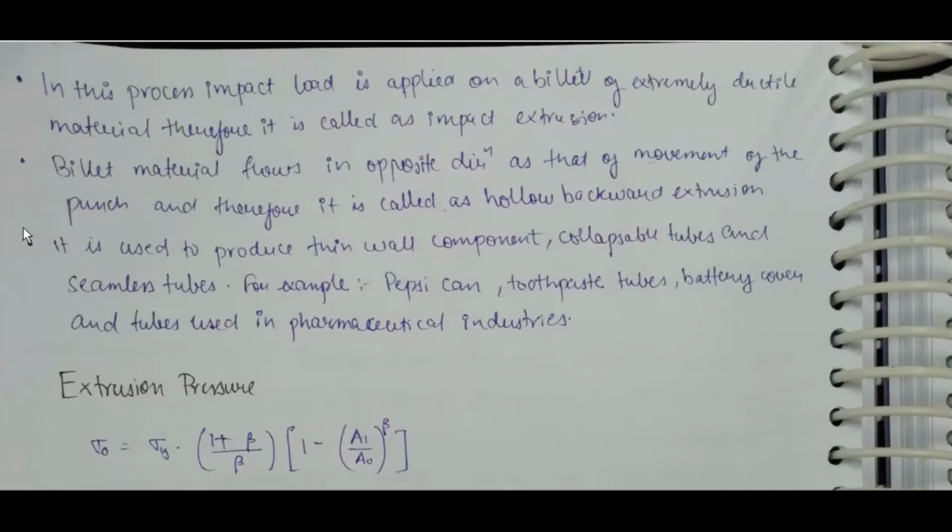Extrusion process can effectively reduce the cost of product through material saving. Toothpaste is produced through hollow backward extrusion.